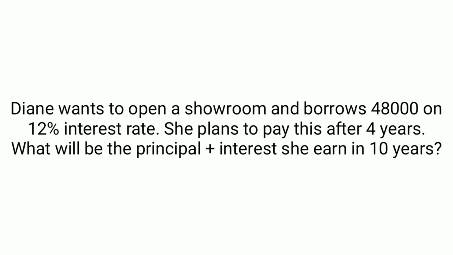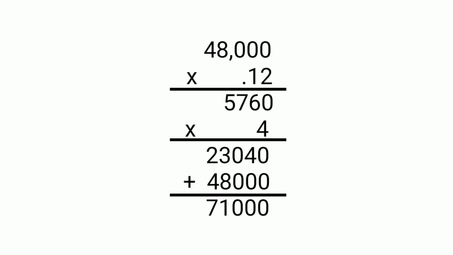So next problem. Diane wants to open a showroom and borrows 48,000 at a 12% interest rate. She plans to pay this after 4 years. What will be the principal plus interest she earned in 10 years? So first, we are going to multiply the borrowed amount of 48,000 by the interest rate of 0.12 to get 5,760, and then to get the interest accumulated in 4 years, we are going to multiply 5,760 by 4, and then to get the total amount of principal and interest, we are going to add 23,040 to 48,000.